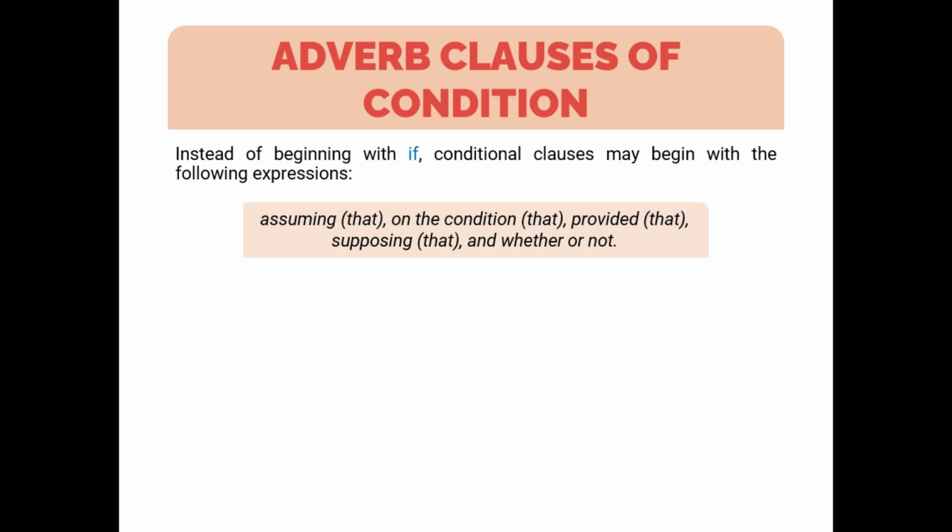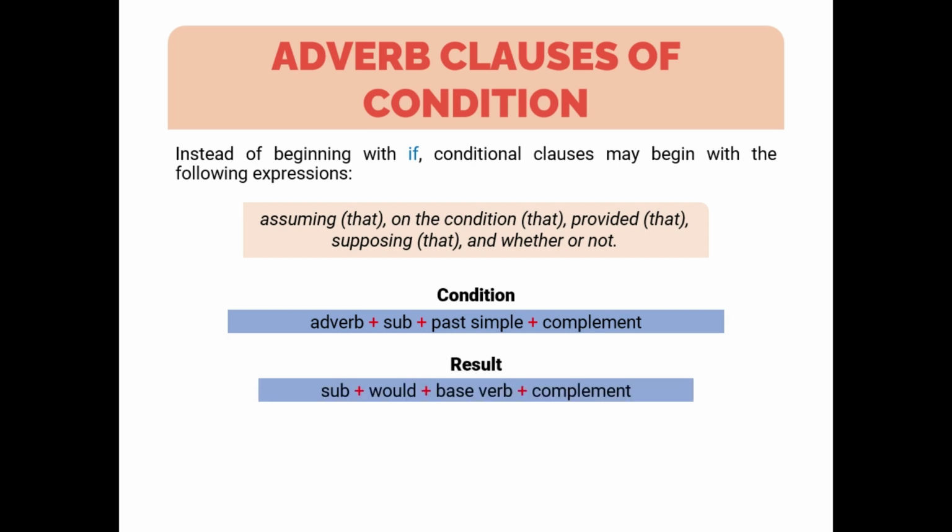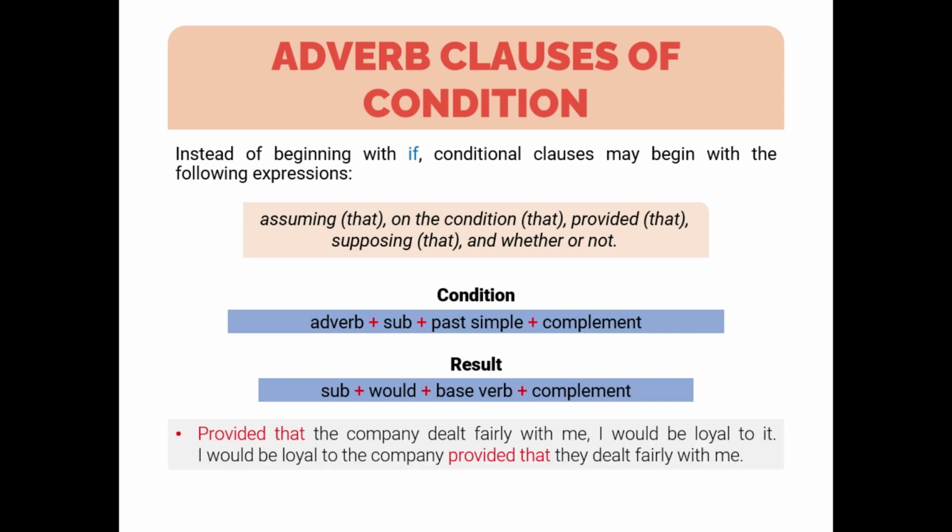However, we are going to focus on one particular structure. For the condition, we need an adverb plus subject plus past simple plus complement. And for the result, we need subject plus would plus base verb plus complement. Remember, we are going to use the very same punctuation rule as we do with regular conditional sentences. If we start with a condition, we need to divide our sentence using a comma. However, if we start with the result, no comma is needed.